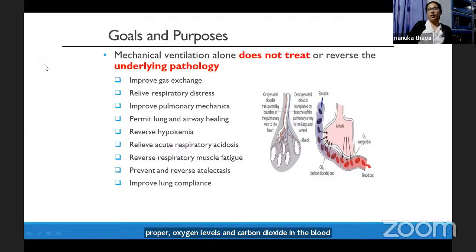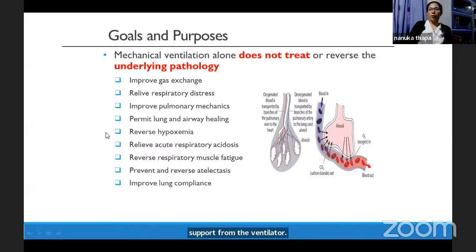Now, mechanical ventilation per se does not treat the underlying pathology, but it buys the patient time so that the underlying pathology can be corrected. It helps in improving the gas exchange. It helps in relieving of respiratory distress. Respiratory mechanics or the pulmonary mechanics are improved by the support from the ventilator. It permits lung and airway healing.